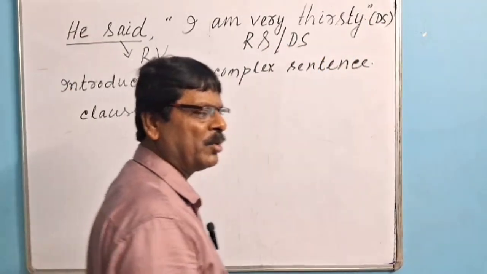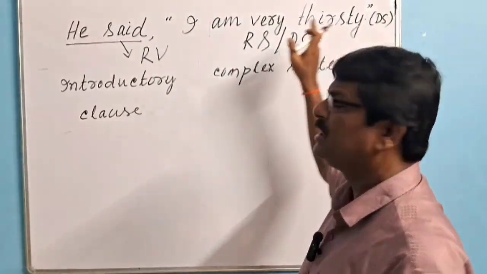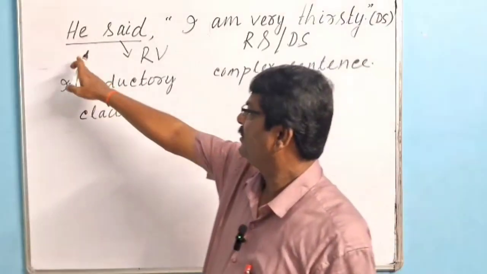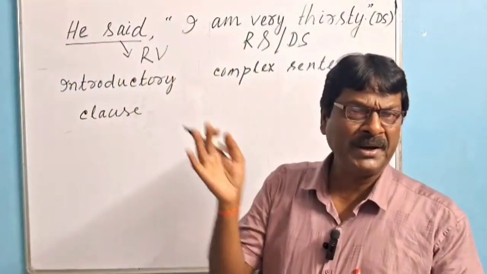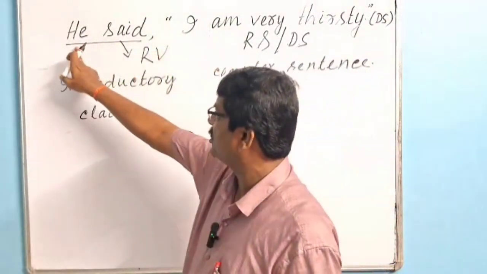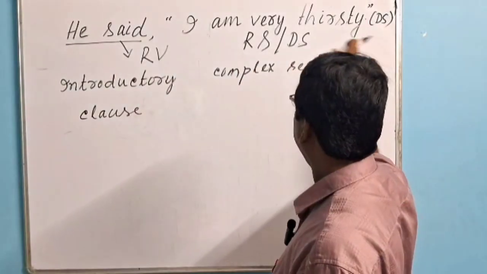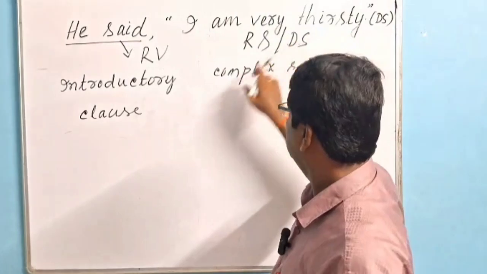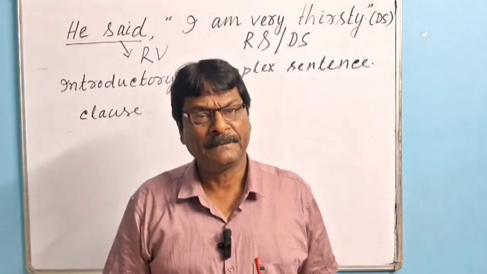So you have to remember always, guys, the sentence which will be used within inverted comma must be a simple sentence, and this portion plus this portion, when combined together, becomes a complex sentence. This portion of the sentence is called the introductory clause, and this portion, which is used as the object of the entire sentence, is called RS or DS, right?